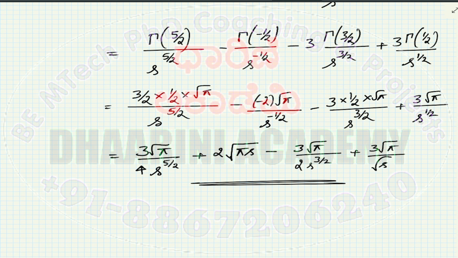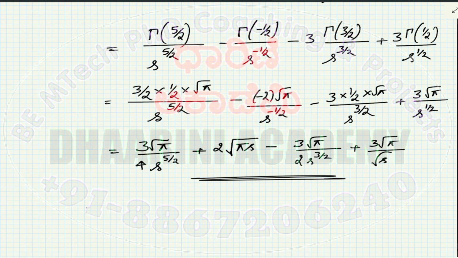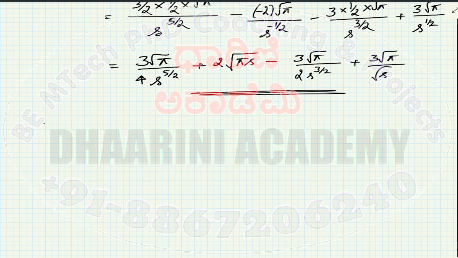Okay, let's go further. The next problem is this one. F of t is equal to t to the minus 5 by 2 plus t to the plus 5 by 2.